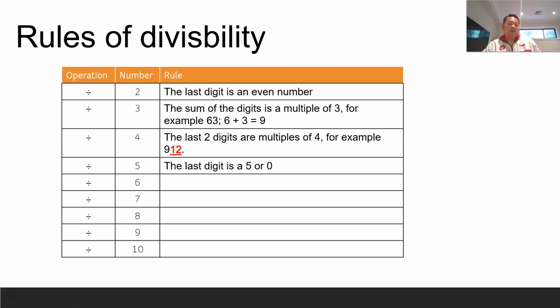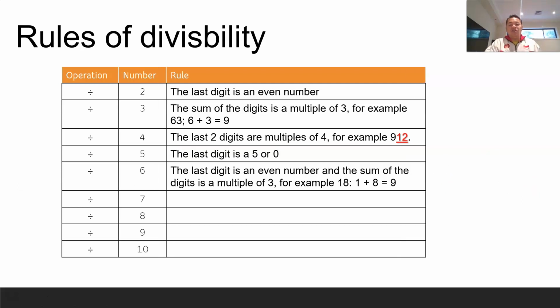Moving on to 5, I think that's quite standard. Most of us already know this. So long as the last digit is a 5 or a 0, like 645 and 7240, then the numbers are divisible by 5.